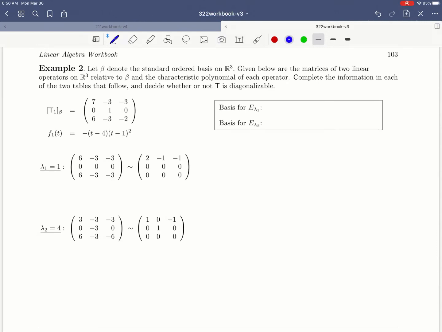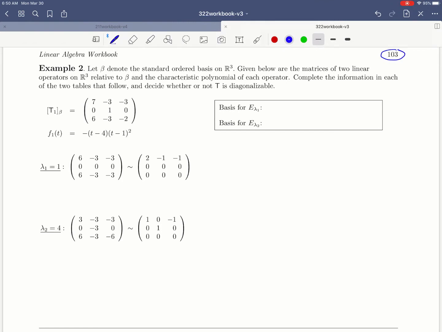Okay, welcome to page 103. We are going to look at example 2 together. Example 2 gives us two linear operators on R3 and just asks us to determine whether or not they're diagonalizable. Now, before we dive into this, let's remember how we can do that.